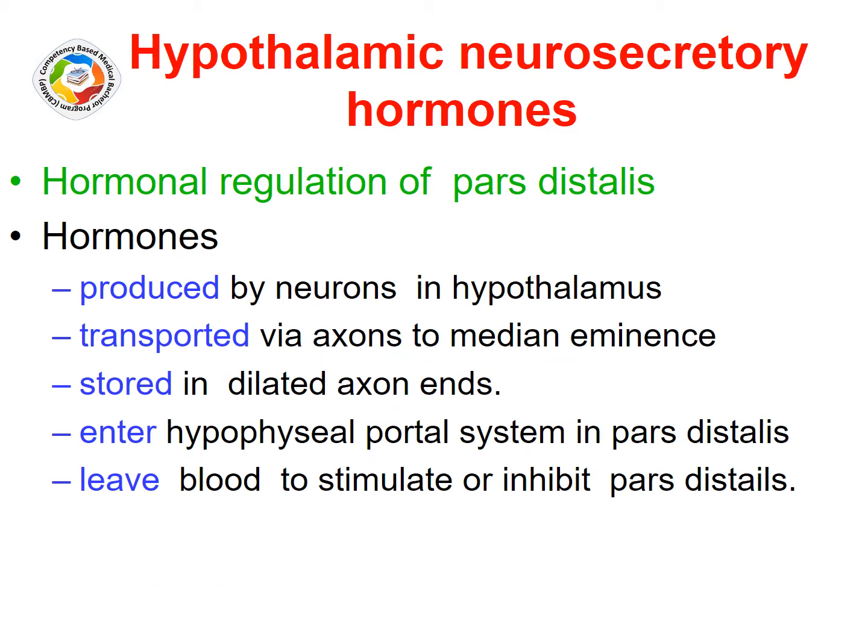Hypothalamic neurosecretory hormones. The hormonal regulation of the pars distalis is by hormones produced by neurons in the hypothalamus, transported via axons to the median eminence, and stored in the dilated axon ends. They enter the hypophyseal portal system in pars distalis, and leave the blood to stimulate or inhibit the pars distalis.